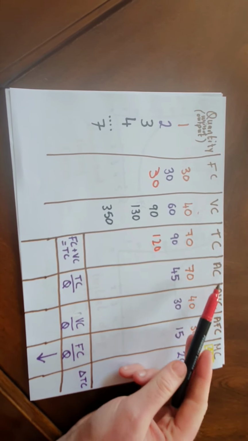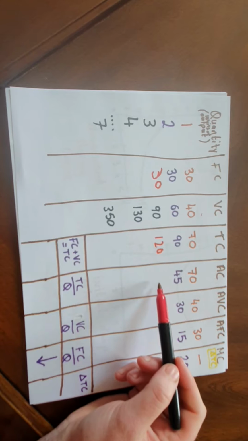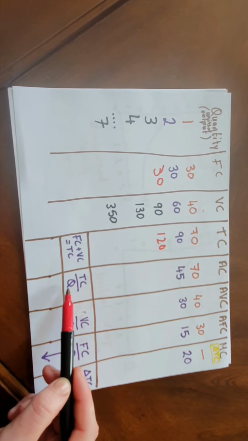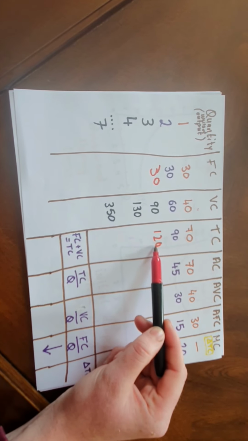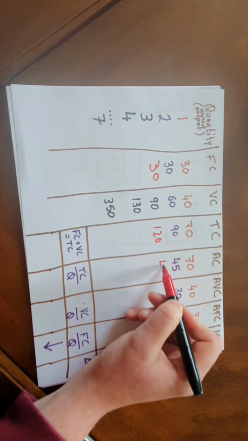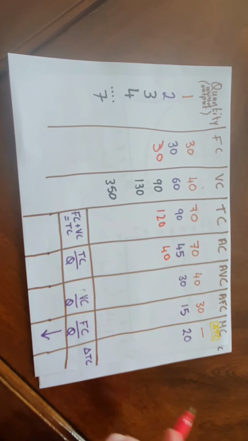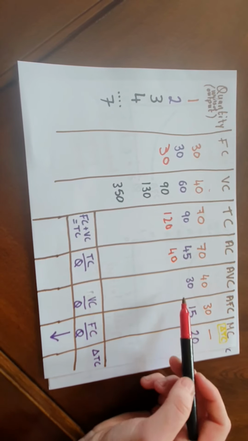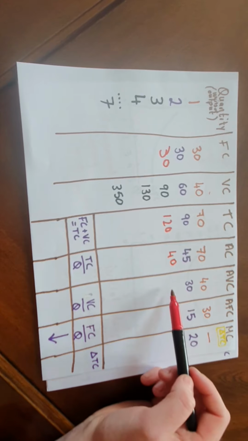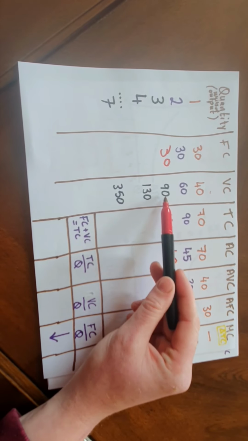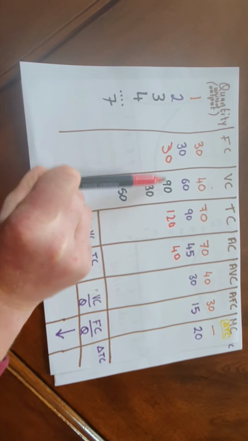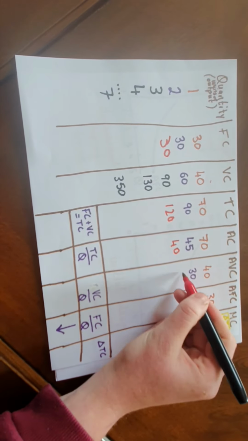The next part then is our average cost. So our average cost for this is our total cost divided by quantity. So it's going to be our 120 divided by our quantity, which is 3. So it's going to give us 40. Our average variable cost then is our variable cost divided by quantity. So if we go to our variable cost here, it's 90. Our quantity is 3, so it's going to be 90 divided by 3, which gives us 30.